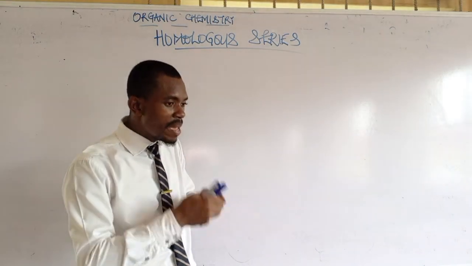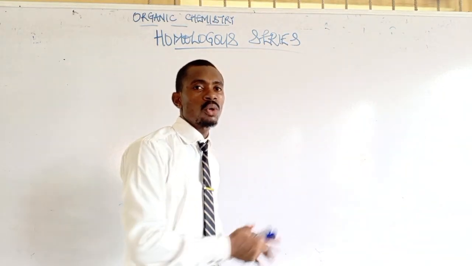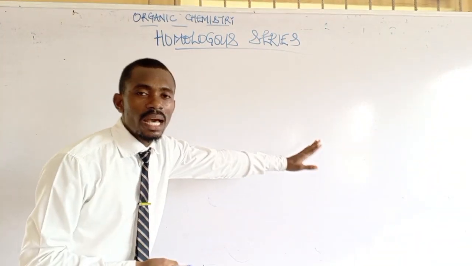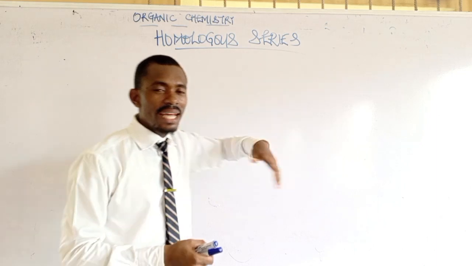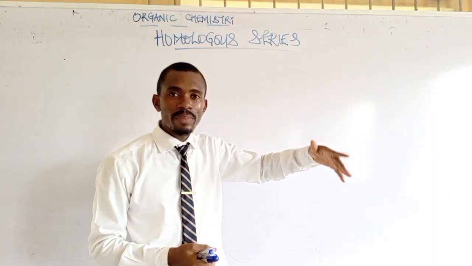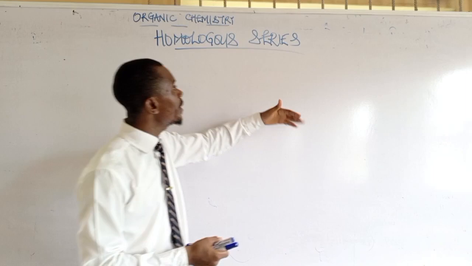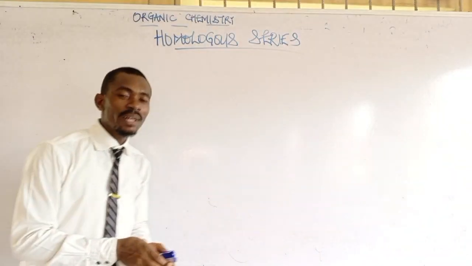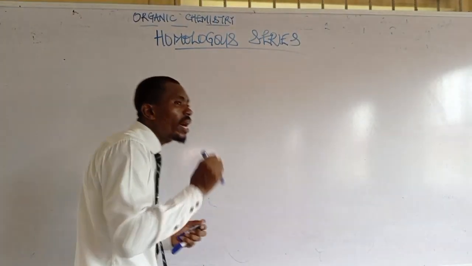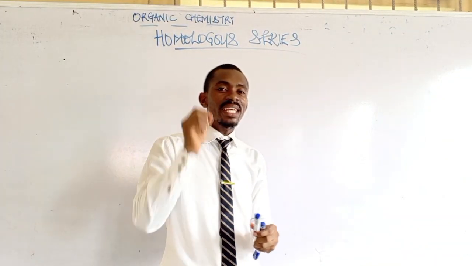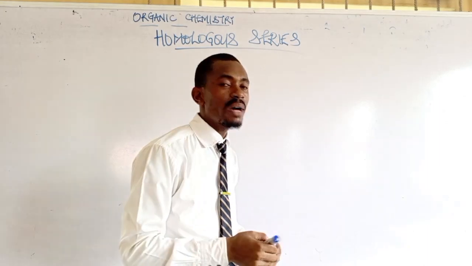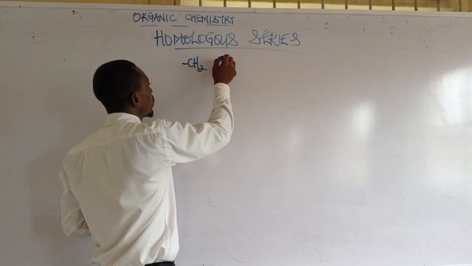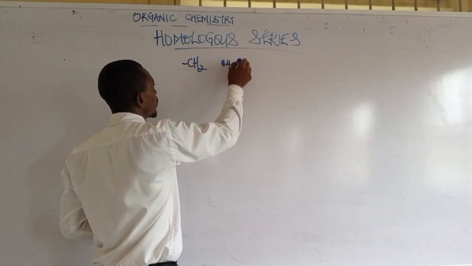Now, every particular member under a particular group is called a homolog. Examples of such homologous series are alkane, and the homologs under alkane are methane, ethane, propane, butane, pentane, and so on and so forth. So there are many homologous series. By definition, a homologous series is a family of organic compounds that follows a regular structural pattern, and in which successive members differ by a CH2 group or a molecular mass of 14 grams.